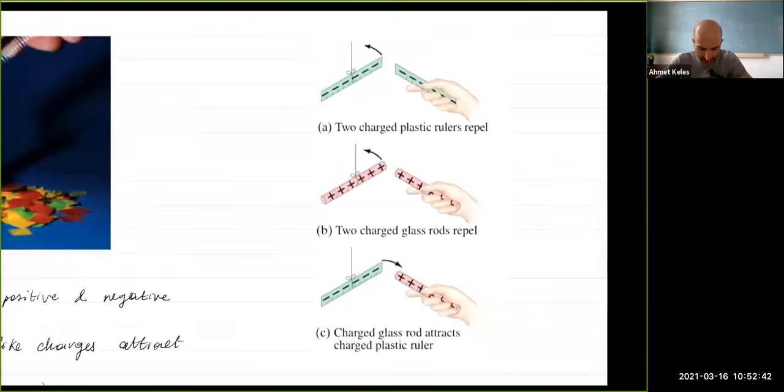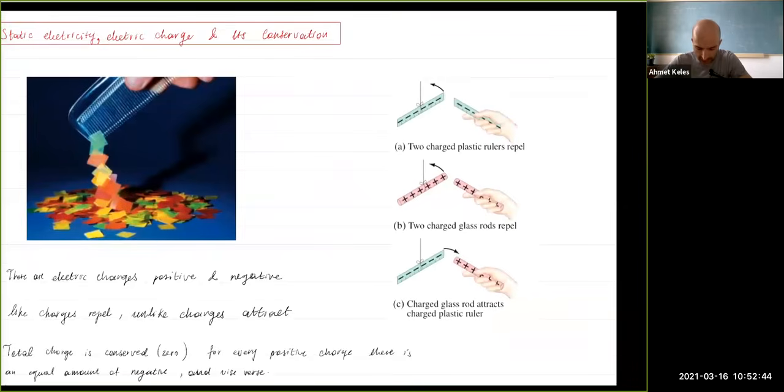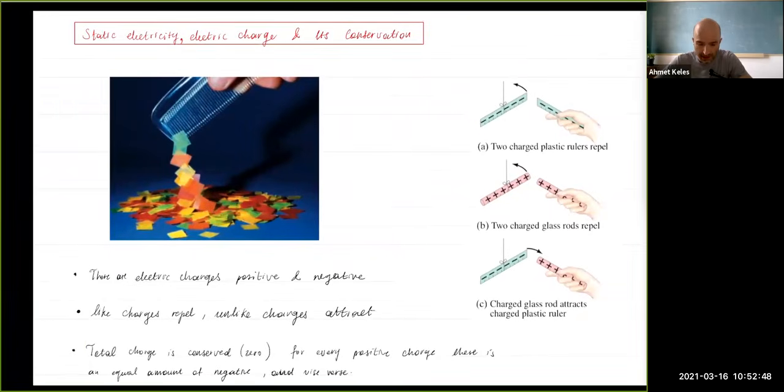So from this we can actually conjecture the following. First of all, there are charges. When you rub plastic or glass on a piece of wool, you create charges, and there are two kinds of charges. One we call positive, the other negative.